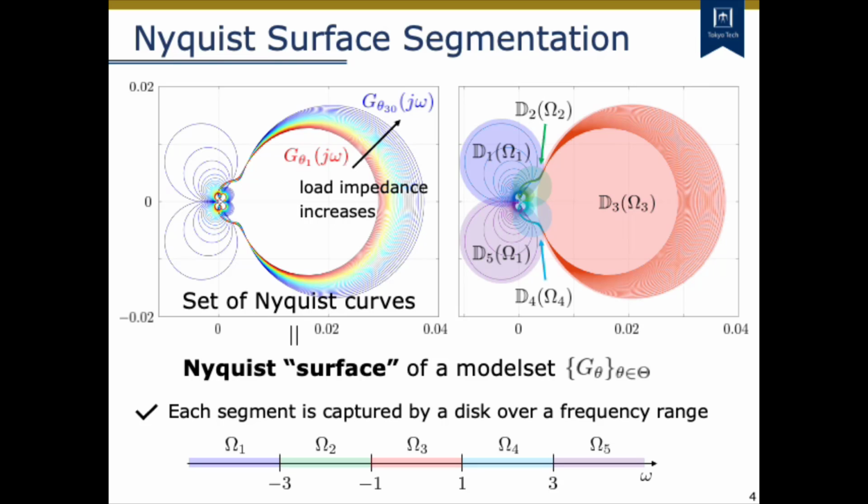So, the key idea for a set-based modeling is to divide the entire Nyquist surface into several segments like this figure. Here, we consider 5 disk segments denoted by D1, D2, D3, D4, D5. Each disk covers an oscillation mode of the power system. Please note that this segmentation of the Nyquist surface corresponds to the segmentation of the frequency range.